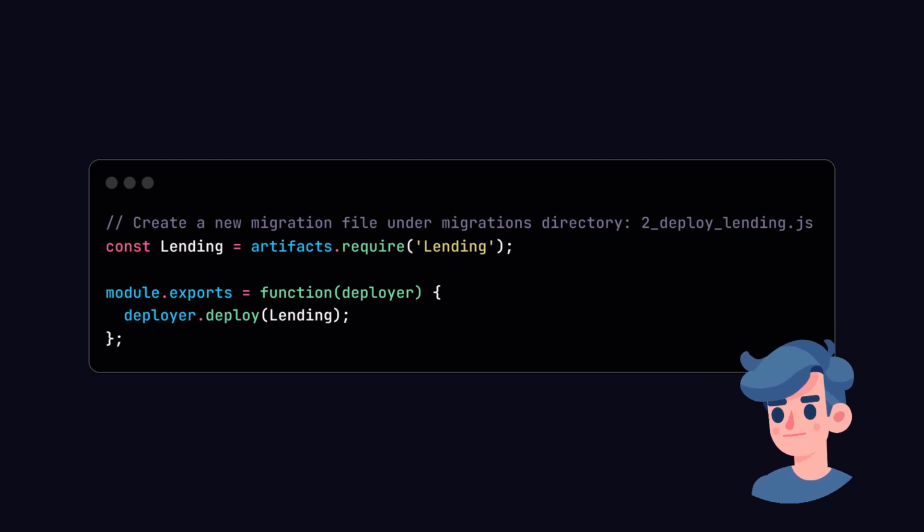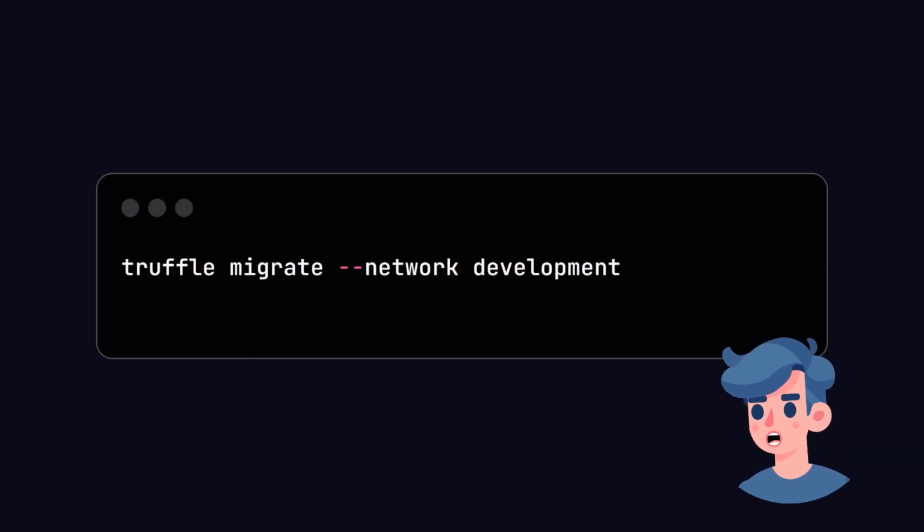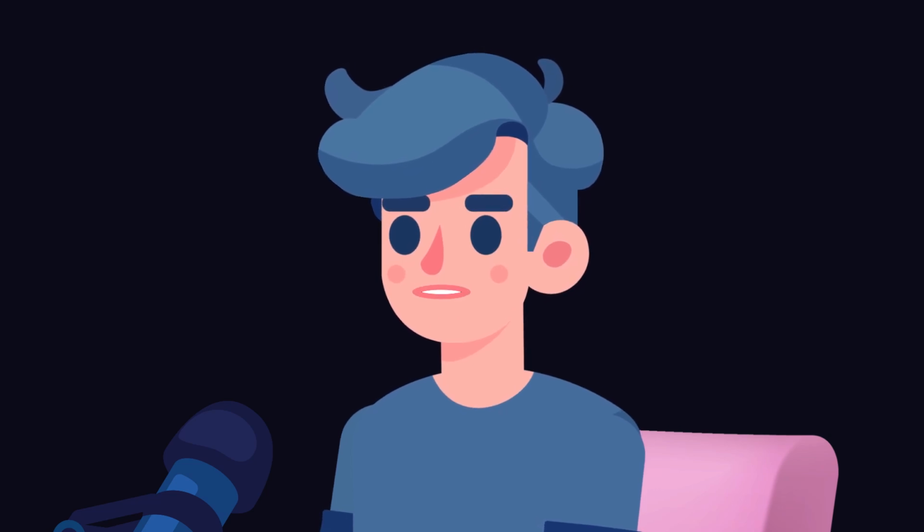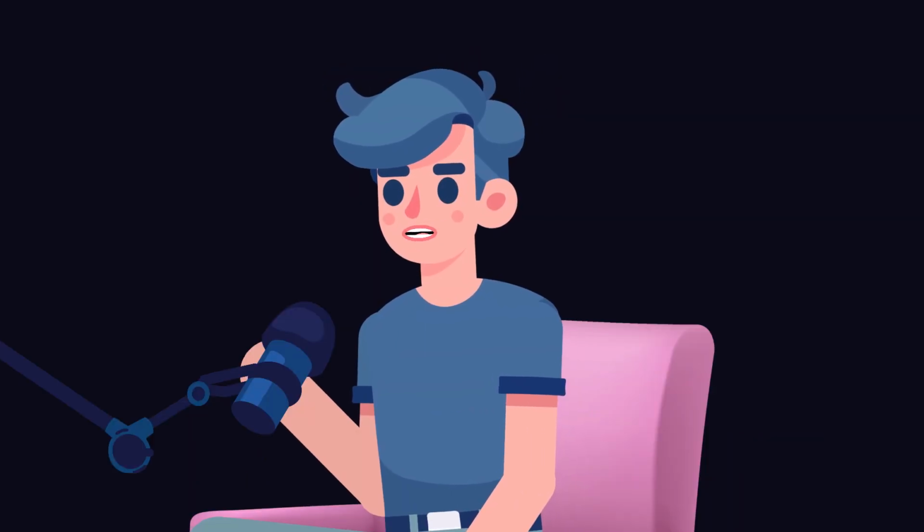Next, we need to deploy our contract on the local Ganache blockchain. First, let's create a migration script. Now we are ready to deploy our contract. Go back to the terminal and run the following command. You should see output confirming that the contract has been deployed successfully and the contract address. Make a note of this address as we will need it later when we interact with the contract.